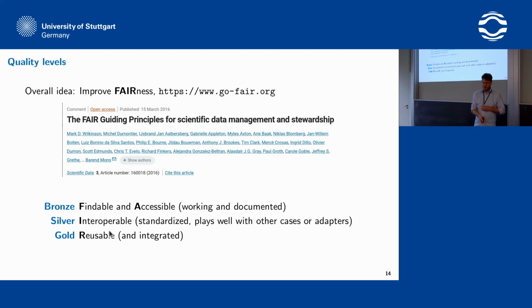And we now want to go step by step because we think there's some kind of a hierarchy in these. So bronze means that your adapter or your application case is findable and accessible. So meaning that it is somewhere, it is working, and it is documented how to run it or how to use it. Silver means interoperable. So now it's meaning that it's standardized so that it plays well with other cases or other adapters from the community. And gold is that it's really reusable and also meaning integrated. So that, for example, we can test it in our system tests.